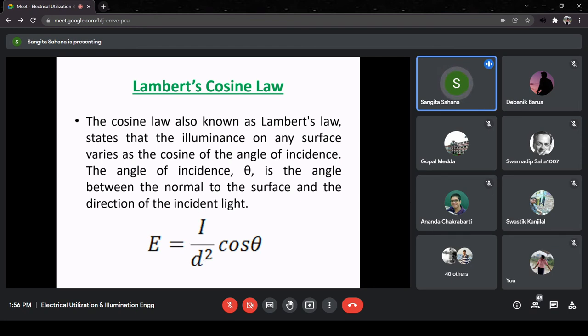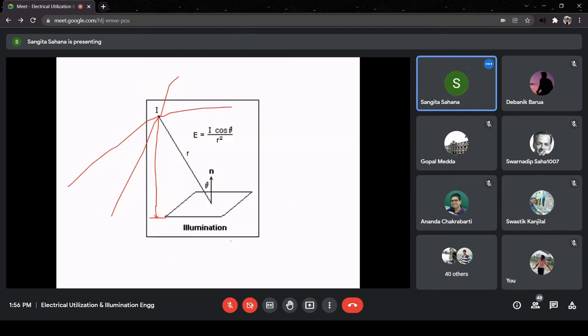When you take I by D square, earlier, if you measure some other angle, it will be I cos theta by D square. So if this is I, the illuminance at this point will be I cos theta by D square. This is theta. R is the distance between the source and the point. Earlier this was R, the distance between the source and the point. Now if theta is not 0 but some value, the illuminance at point P will be I cos theta by R square. This is my R.